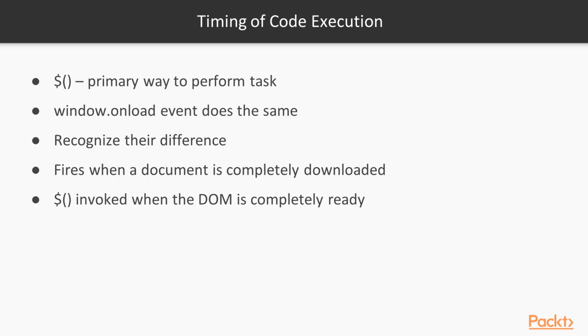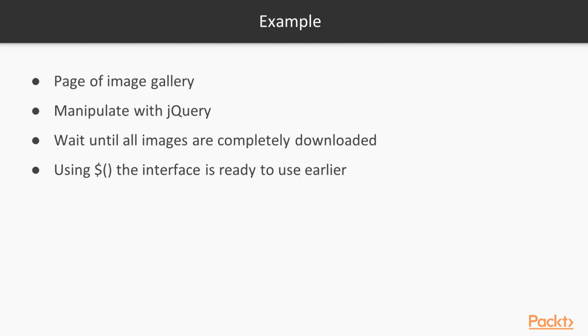While the two methods are similar, it's important to recognize their differences in timing, even though it can be quite subtle depending on the number of resources being loaded. The window.onload event fires when a document is completely downloaded to the web browser. On the other hand, a handler registered using $(function) is invoked when the DOM is completely ready for use.